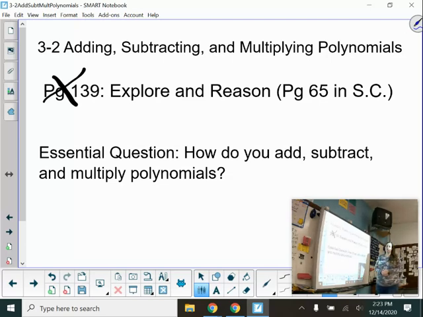Your lesson for 3-2, adding, subtracting, and multiplying polynomials. This lesson is going to be pretty short in comparison to some of the other ones that we've done because I just want to touch on a few key things about combining like terms whenever you have polynomials that have different variables. So our essential question is basically the same as the title: how do you add, subtract, and multiply polynomials? And again, we are not doing the explore and reason since it's crossed out.